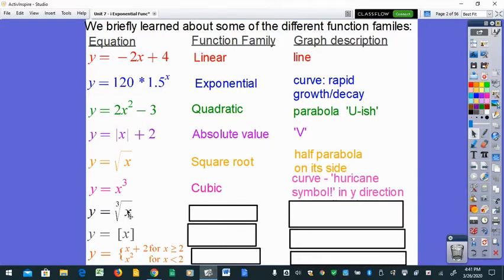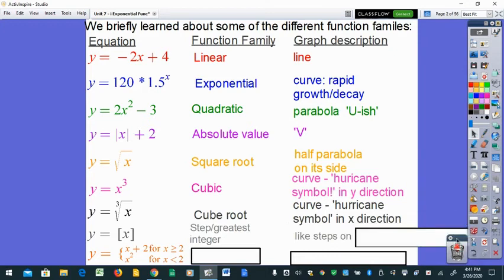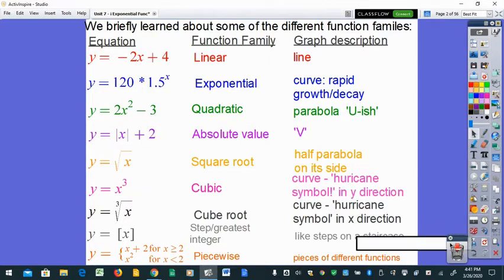Now the next one is the cube root, and that still has that same hurricane symbol, but it stretches out in the x direction. This was the greatest integer function, or also known as the step function, and it looks like a series of steps or a staircase. And this one is the one that you guys weren't crazy about. This is the piecewise function. So a piece of one, a piece of another kind of function. And, you know, it depends on what functions you're graphing here in order to be able to describe the graph.